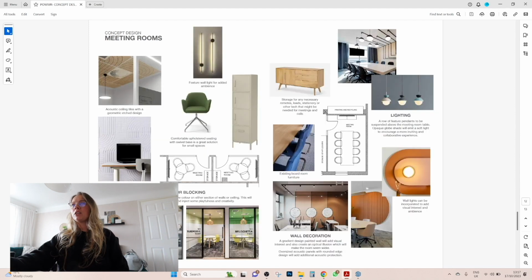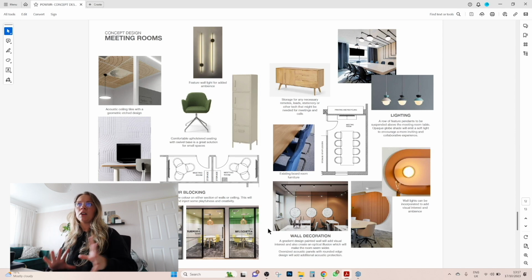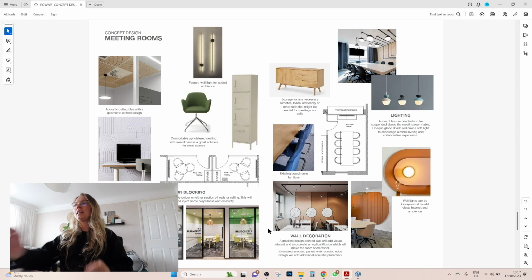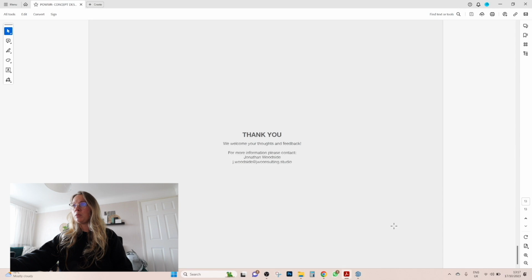So for meeting rooms, few different options. These were more like practical solutions, like swivel chairs instead of maybe a fixed base or a roll base, because it's a small space, so swivel chairs work well. Speaking about acoustics, what are those solutions, about lighting and that sort of stuff? Same goes to the meeting room, the boardroom.